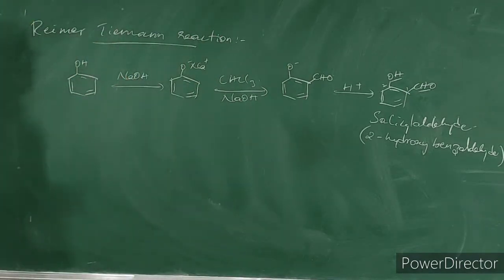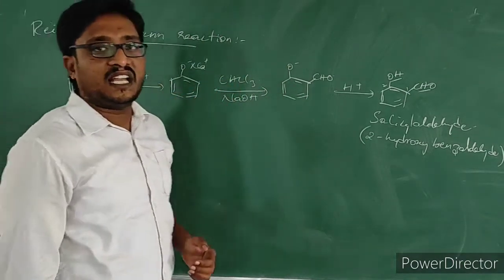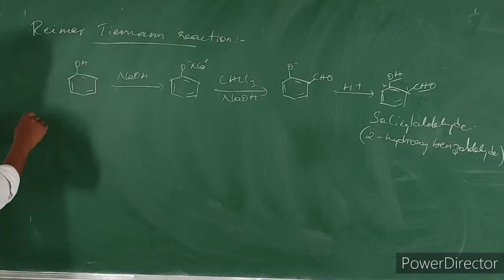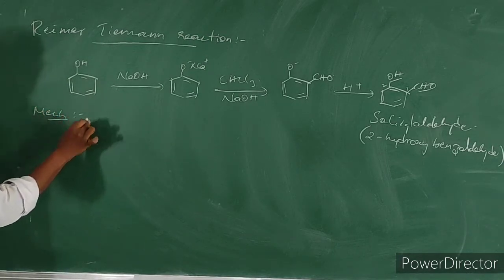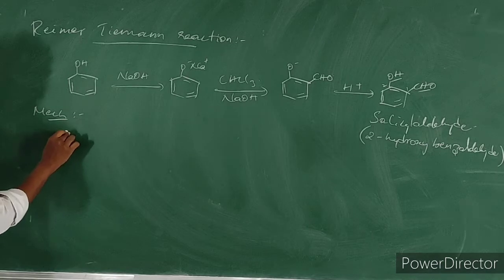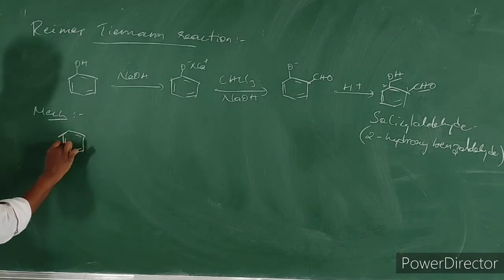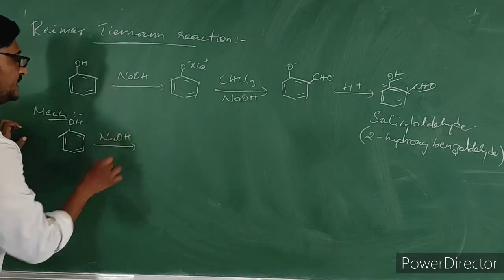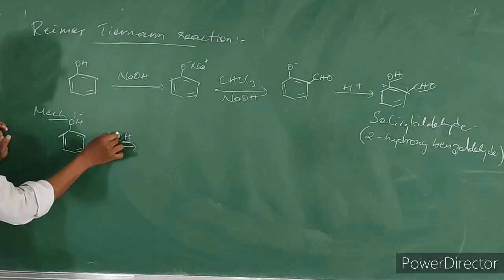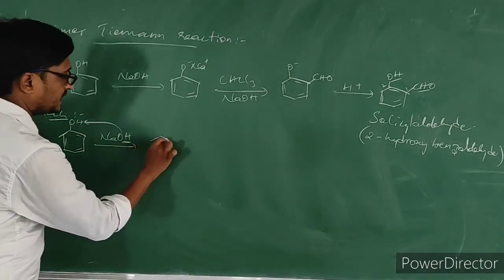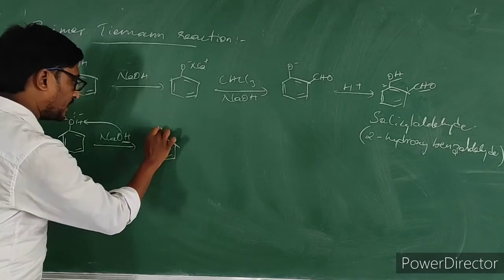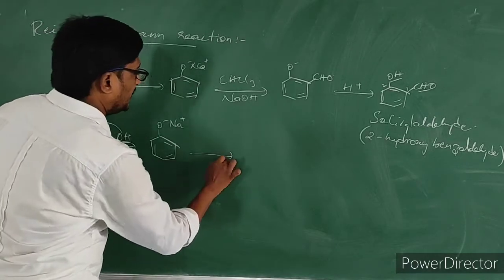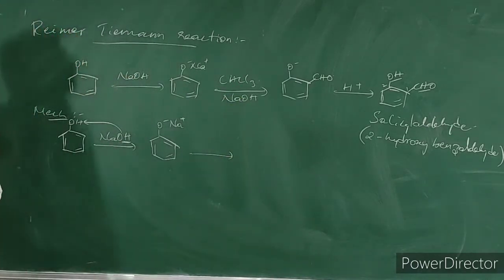Now let us see the mechanism, how salicylaldehyde got produced from phenol. Phenol is initially treated with sodium hydroxide. The hydroxide ions formed here will pull this H plus ion, resulting in the formation of a phenoxide ion in this way. Sodium phenoxide gets produced. This sodium phenoxide will react with chloroform in presence of sodium hydroxide.